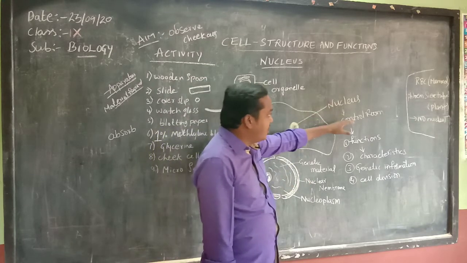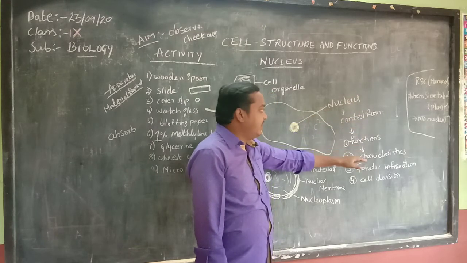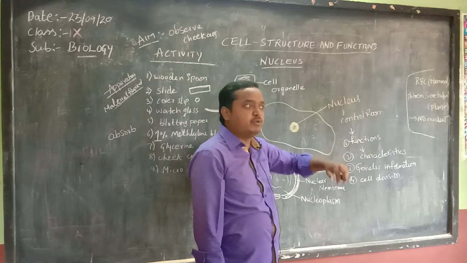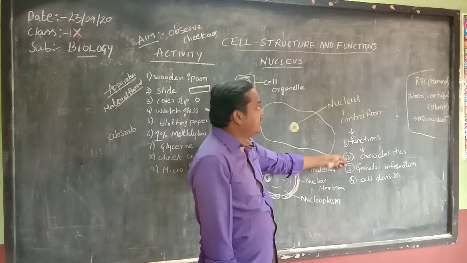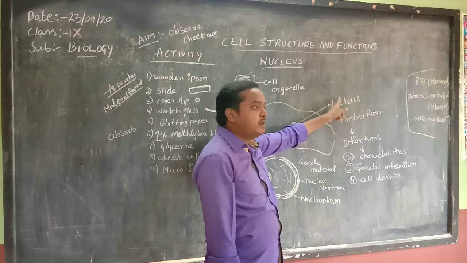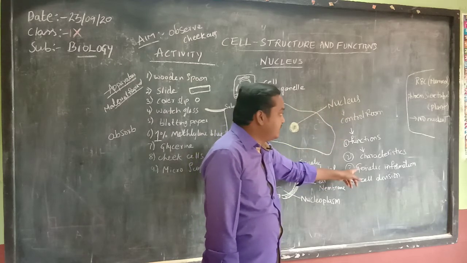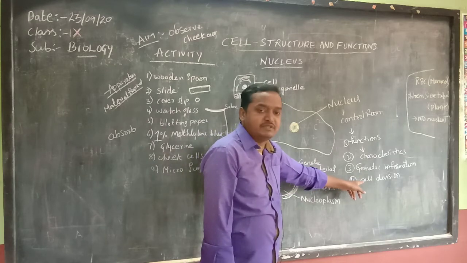Nucleus is also called the control room because it controls all the functions of the cell, and it also controls the characteristics, meaning what should be there, who should do what work. All the functions and characters are controlled by the nucleus. So it is the brain of the cell. Genetic information means thread-like structures. It also helps in cell division.